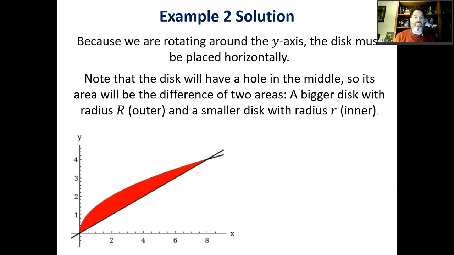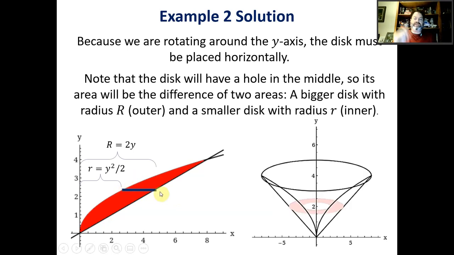Now, we're rotating around the y-axis, so the disk is going to be horizontal. And note that the disk will have a hole in the middle. So its area will be the difference of two areas: a bigger disk with radius capital R, and a smaller disk with radius lowercase r. So it'll look like this. If this is my little rectangle, when we spin this thing around, it makes a hollow disk, because what we're really doing is building a big disk and then subtracting a smaller disk from the center.